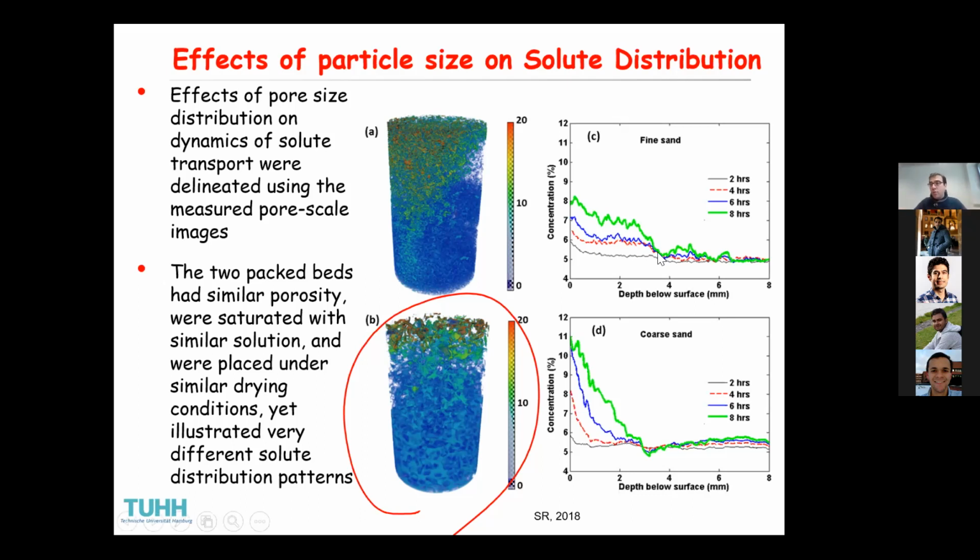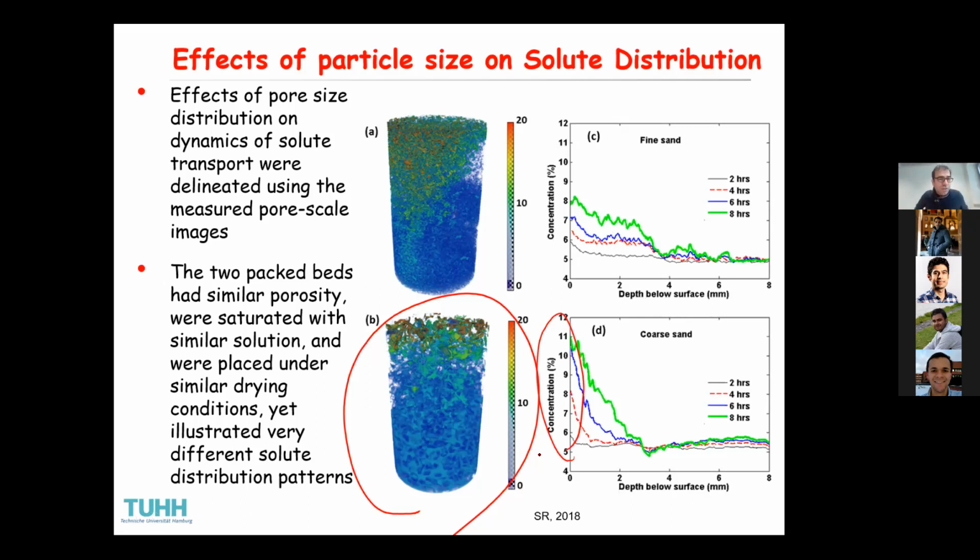And of course, you can use this information here, for example, for every cross section, you can calculate your concentration, and you plot the curve here, that is concentration versus depth below the surface at different times from the onset of the experiment. And as you can see here at the macro scale as well, we see higher concentration close to the surface compared to the fine sand.